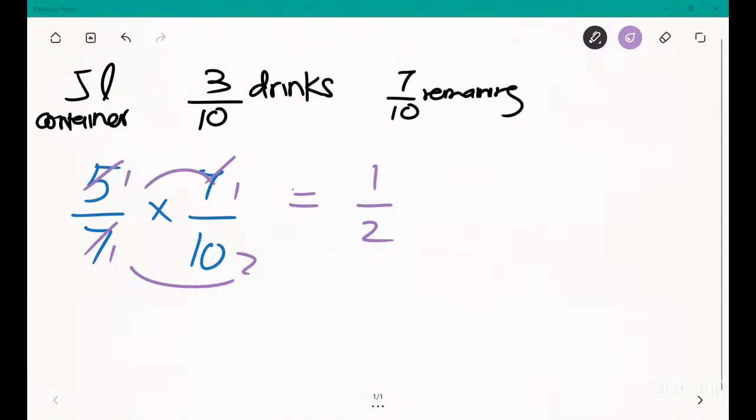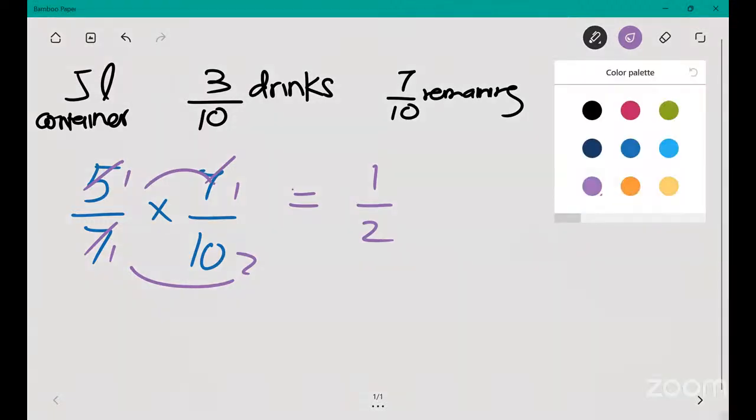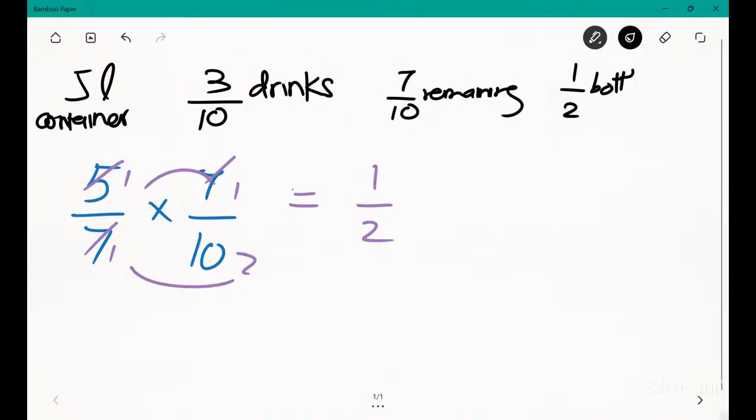So then it's going to be half the amount was in the bottle. Okay, but that's not our final question. The final question that they're asking us is the remaining amount left in the container. So this is the amount that was used to drink. This is the amount that was used in the bottle. So they're asking the remaining amount.